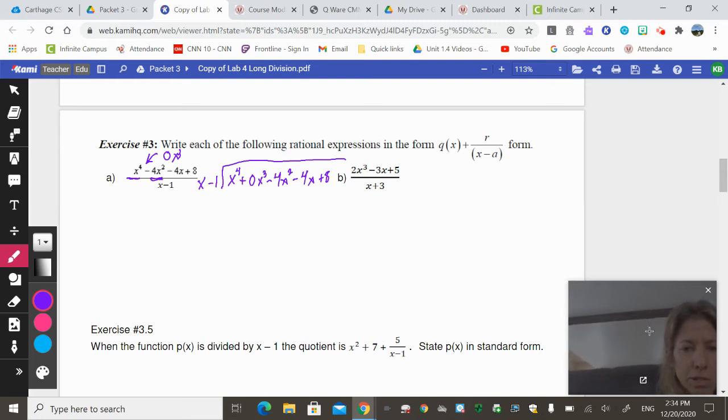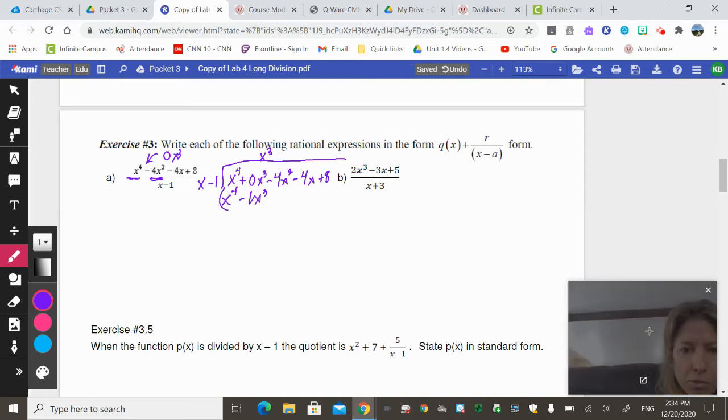Since I'm dividing a binomial into this polynomial, I'm going to first look at the beginning of the polynomial, and I want to multiply my x times something to give me an x to the fourth. So my first term has to be x cubed. I'm going to distribute it to the x minus 1, and x cubed times x is x to the fourth. That's what I want, that first matching term. And then x cubed times negative 1 is negative 1x cubed.